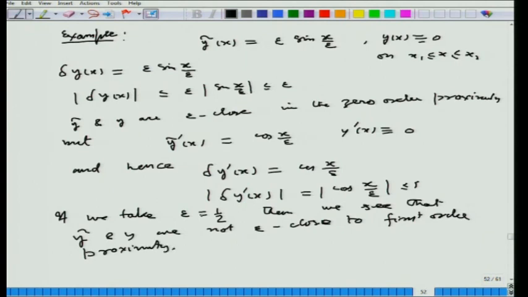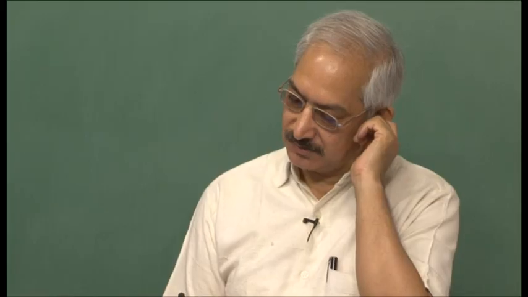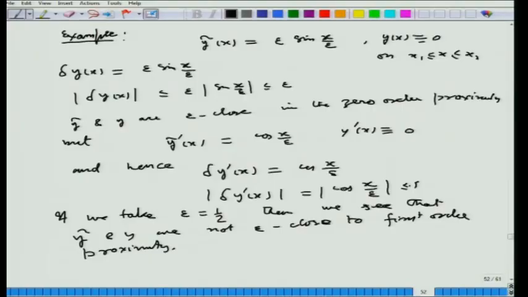They are anyway close to each other in 0 order proximity for all epsilon positive, but they are not close to each other in first order proximity if we take epsilon to be strictly less than 1. Because if we take epsilon equal to half, we can see that this cannot be satisfied. This cannot be less than half in general here. So, we can see that this is an example where y and y tilde are close to each other only in 0 order proximity.